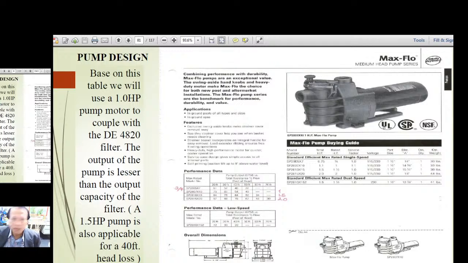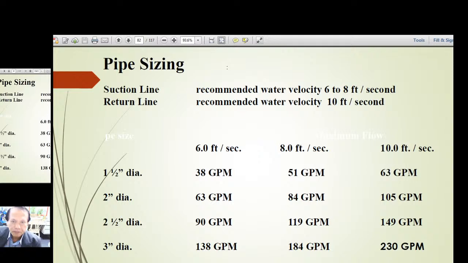It's almost the same. And for the pump, based on this table, we will use a 1 horsepower pump motor to couple with the DE filter. The output of the pump is lesser than the output capacity of the filter. A 1.5 horsepower pump is also applicable for a 40-foot head loss. So here is a picture of that Hayward pump.